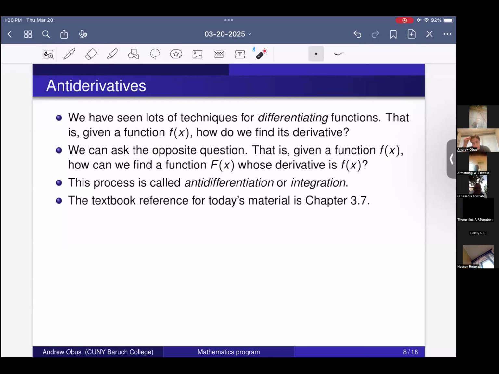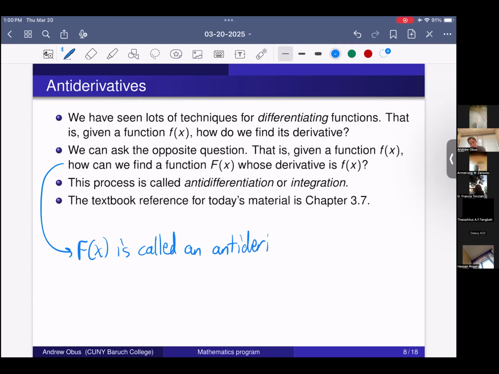Okay? And this process is called antidifferentiation or integration. So for the textbook, it's in chapter 3.7. And I would say just over here, this capital F of x is called an antiderivative of little f of x. Right? So if we have a function little f of x, to find some other function whose derivative is little f of x, that other function is called an antiderivative.